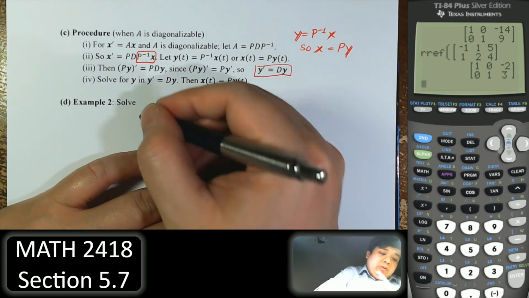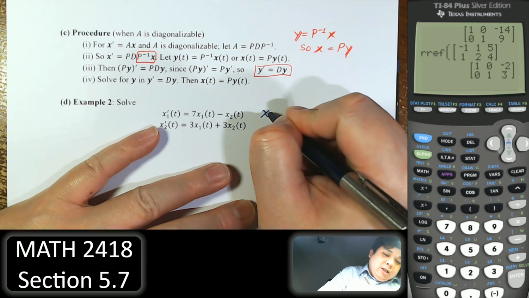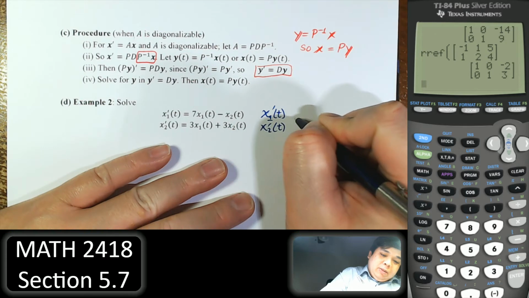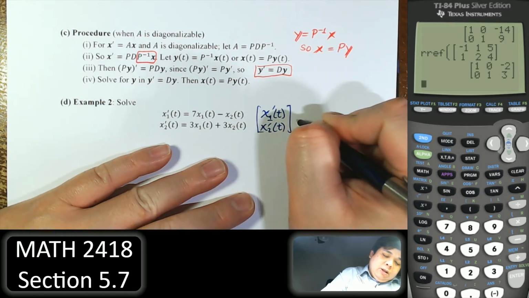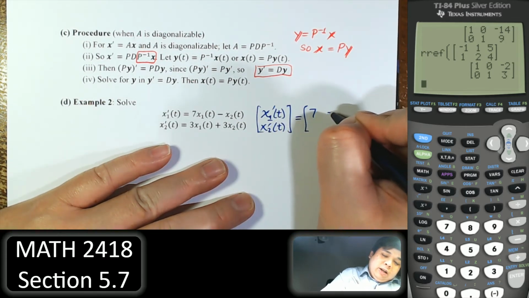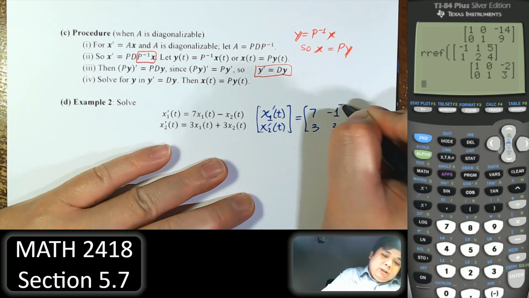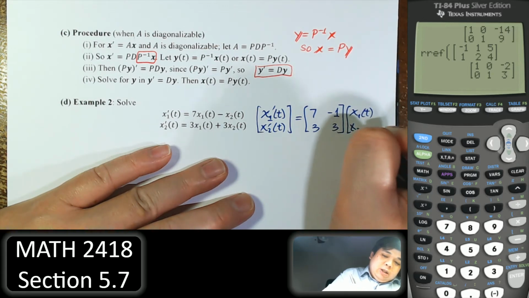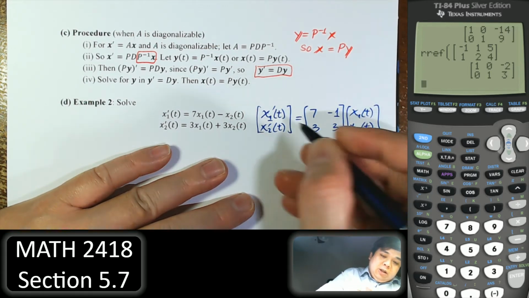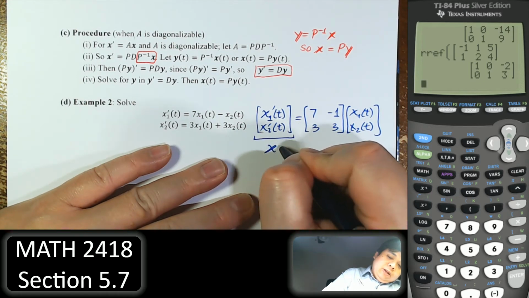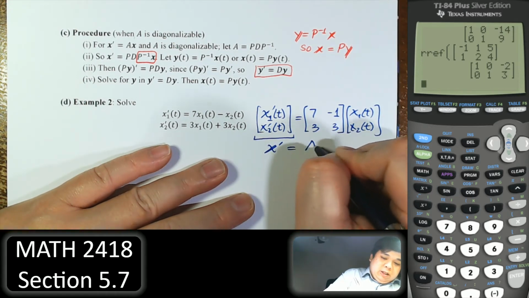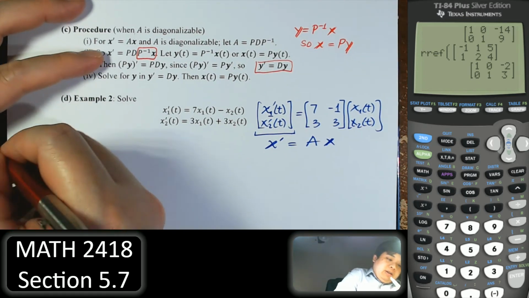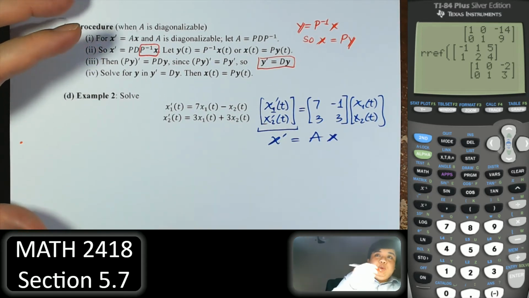Right. Before we do that, let's rewrite this system as x1 of t derivative, x2 derivative equal to 7, negative 1, 3, and 3, times x1(t), x2(t), which is the derivative equal to the matrix times the function. Right. Same thing, find eigenvalues, eigenvectors, but this time we do not use the eigenfunction.